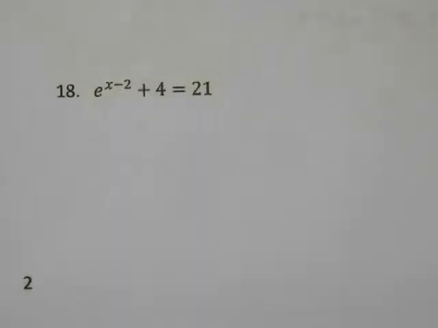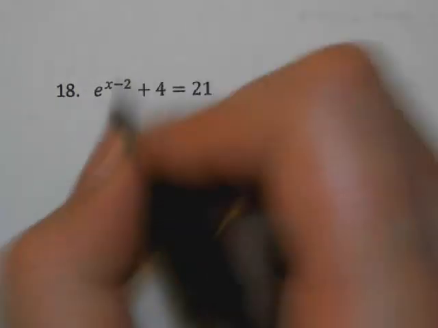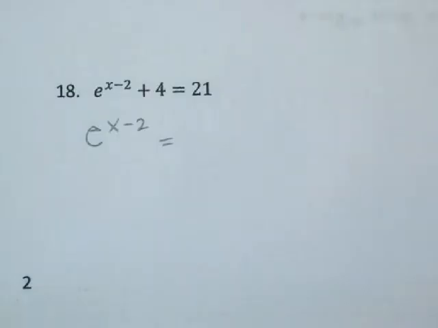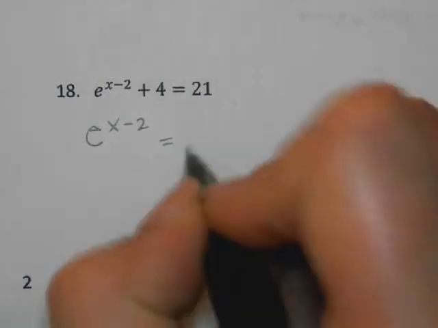What is something we could easily move? The 4. How do we move it? Subtract. So 21 minus 4 is 21 minus 4, 17. Good.